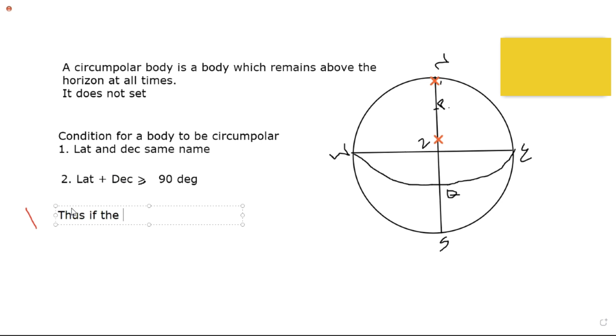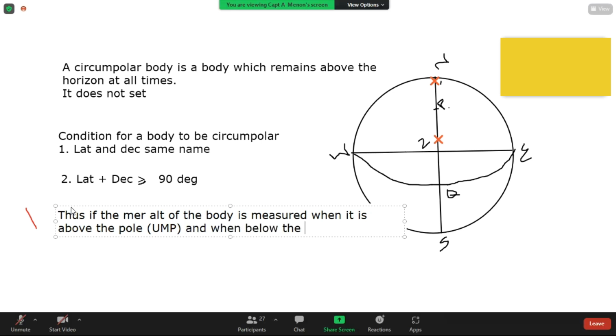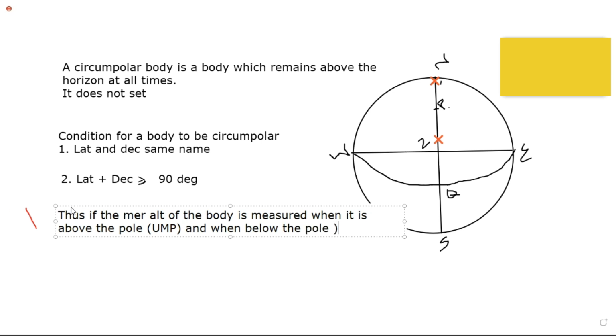Thus, if the meridian altitude of the body when it is above the pole, above the pole, we say it is upper meridian, and when below the pole, lower meridian passage, the declination of the body and latitude of observer can be, that is what it is.